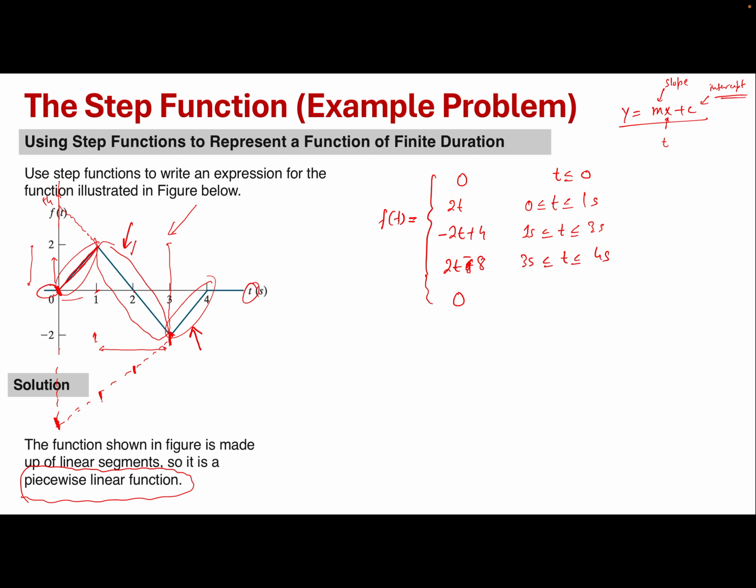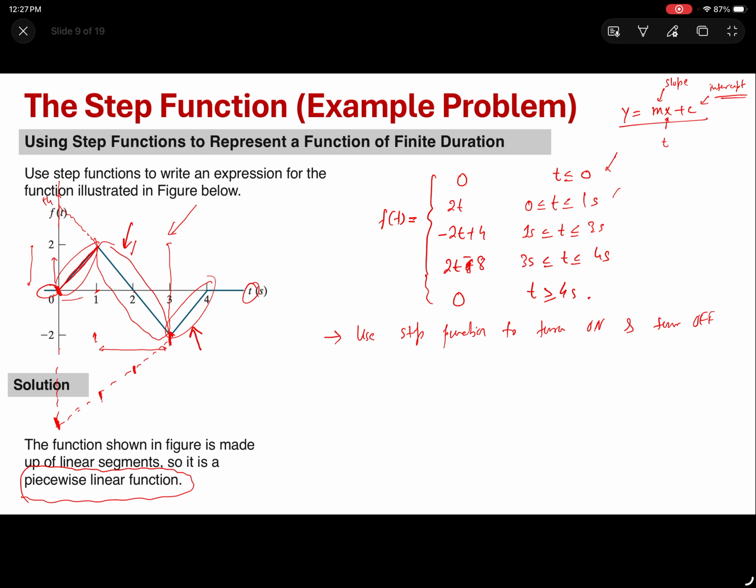And the final is again 0 for time greater than or equal to 4 seconds. Beautiful, right? So we ended up defining the function f of t over these different times. Now what we are going to do is use the step function to turn on and turn off these pieces of function, and we are going to define one uniform function.